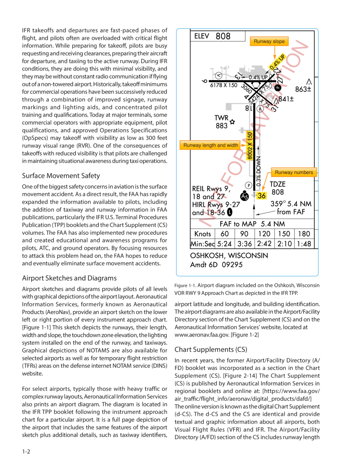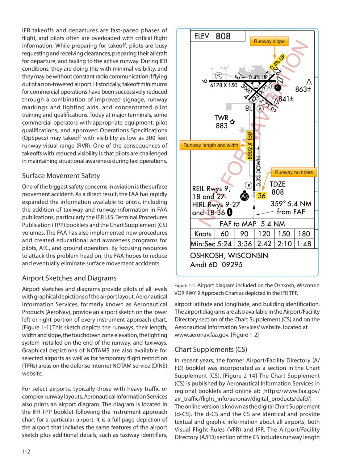Historically, takeoff minimums for commercial operations have been successively reduced through a combination of improved signage, runway markings and lighting aids, and concentrated pilot training and qualifications. Today at major terminals, some commercial operators with appropriate equipment, pilot qualifications, and approved operations specifications, OpSpecs, may take off with visibility as low as 300 feet runway visual range, RVR.